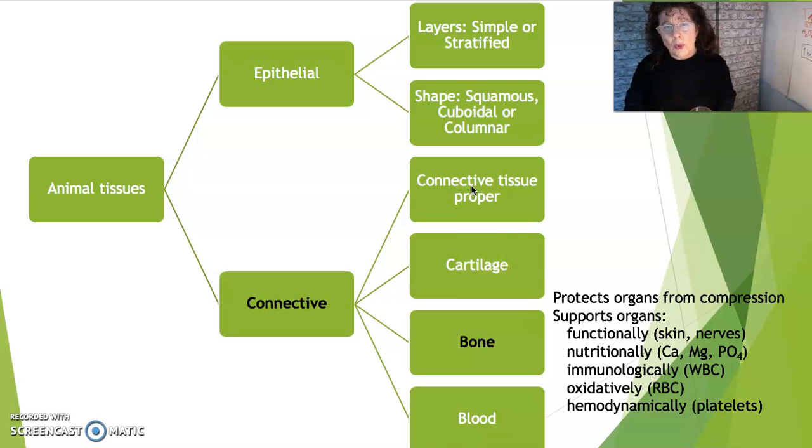Immunologically, bones support organs because bones are the warehouse where blood cells are made. Those blood cells include white blood cells. Oxidatively, bone supports your organs because bone is the warehouse where red blood cells are produced as well. Hemodynamically, bone supports organs because bone marrow is the place where platelets get started. And so platelets act to stem blood loss by clotting off injury. Let's explore each of these very important functions in terms of bone connective tissue.